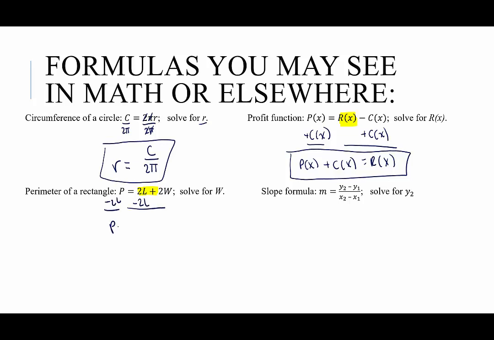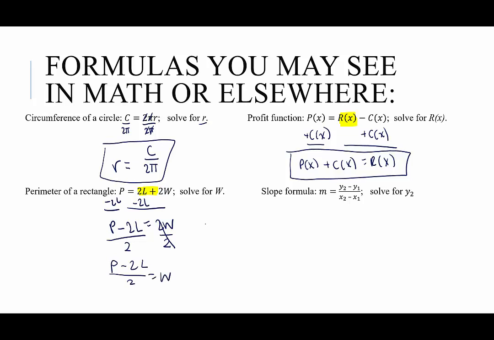And then this gives us p minus 2 times L equals 2 times W. So now I have the term with W by itself, but I still have a coefficient that's not 1. I have this 2. To undo a times 2, I need to divide by 2. We can divide the left-hand side in one of two ways. Either we just divide the entire left-hand side and we leave it like this. This is totally fine. So we would say p minus 2L divided by 2 equals W.